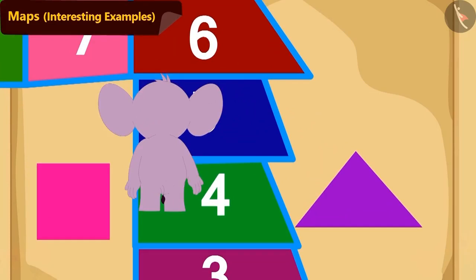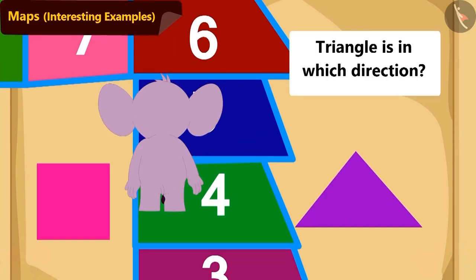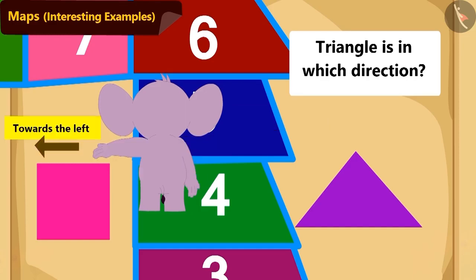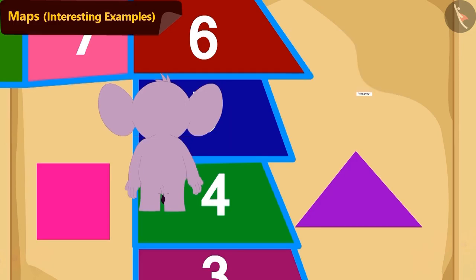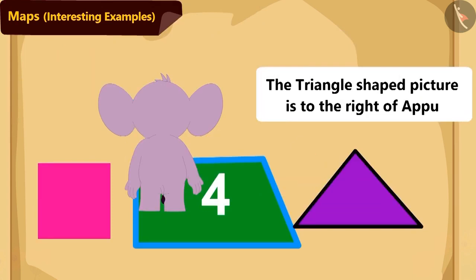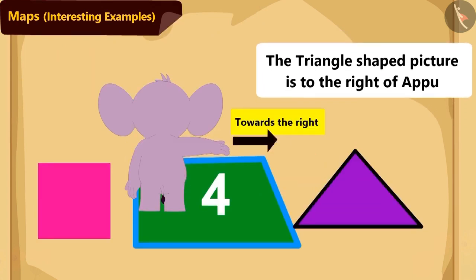Children, can you tell whether the triangular shaped picture is to Appu's right or is to his left? Absolutely correct. The triangular shaped picture is at Appu's right side.